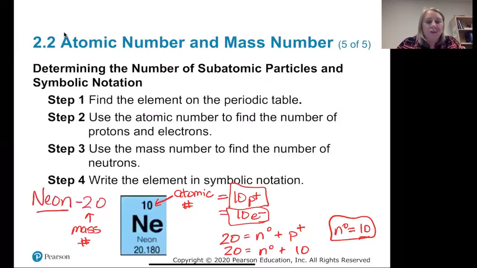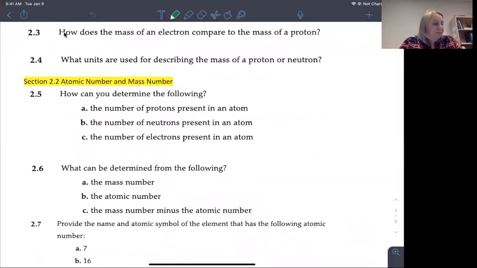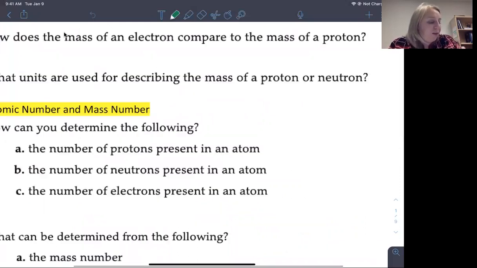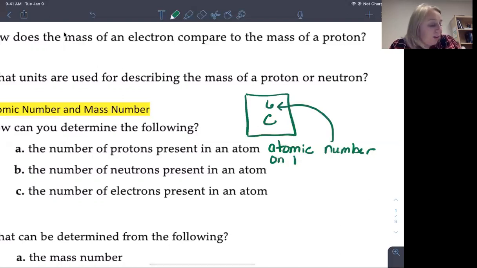Okay, so I'm going to do some problems real quick. We're going to switch over. We're going to do these top 4 in class. All right, look at 2.5. How can you determine the following? The number of protons present in an atom. What are you going to look for? You're going to look for the atomic number. So if we look here at carbon, carbon 6, we're looking at the atomic number. You could say on the periodic table if you like.